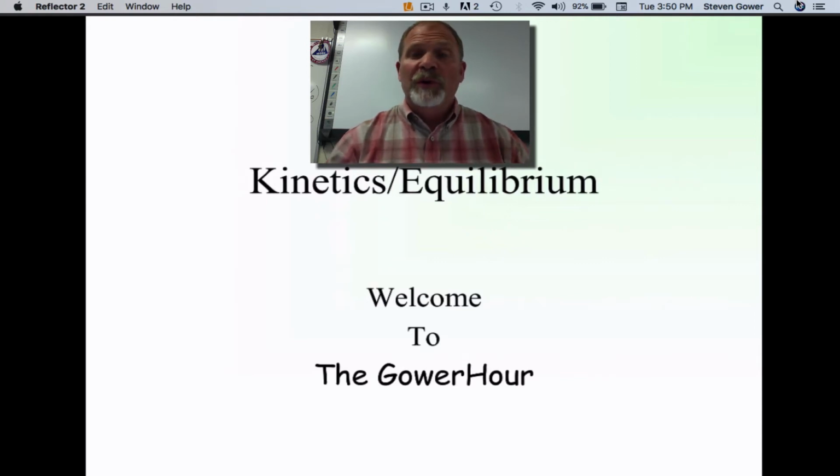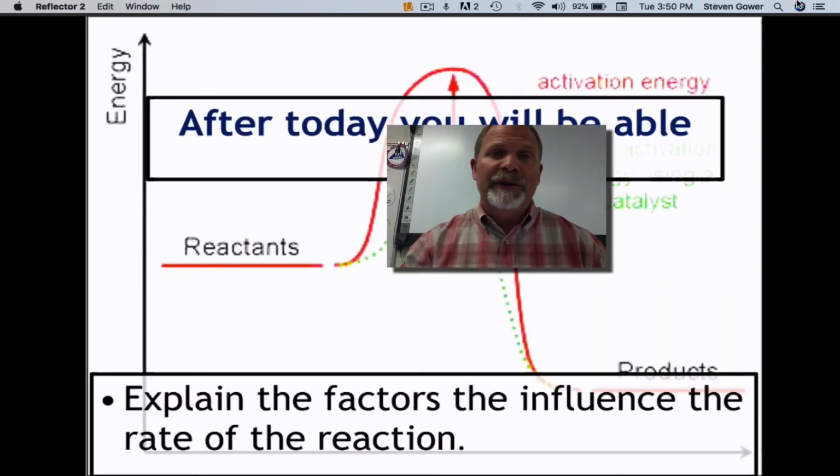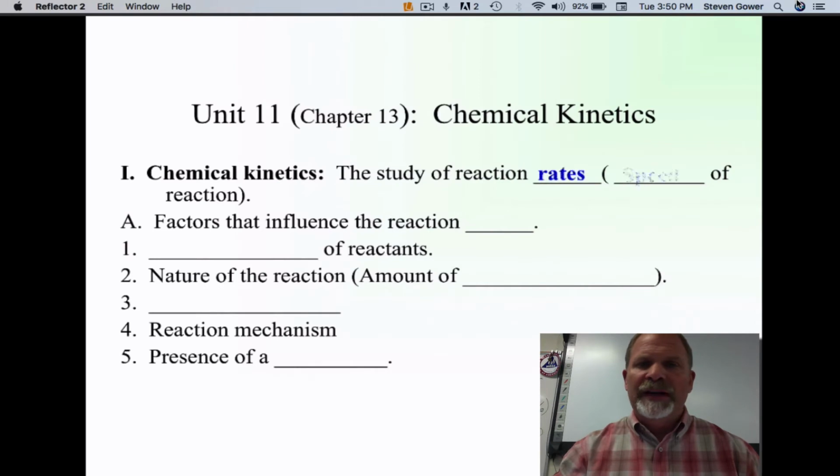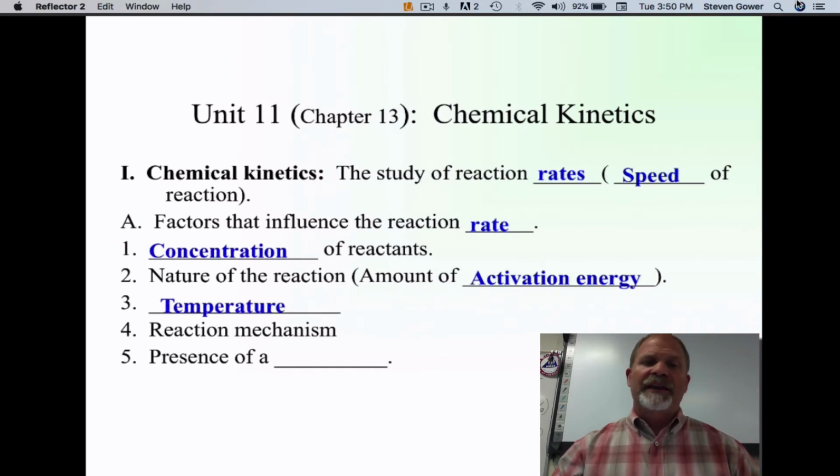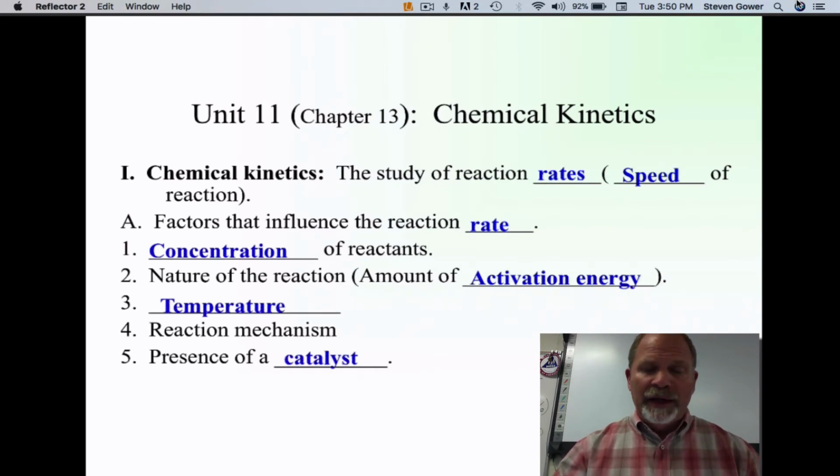Okay, I'm going to run through a quick review of kinetics and equilibrium. So here we go. First of all, we talked about things that can affect the rate of a chemical reaction. In this situation, we talked about concentration, activation energy, temperature, reaction mechanism, and catalysts. So kinetics, again, is talking about the rate of a chemical reaction.